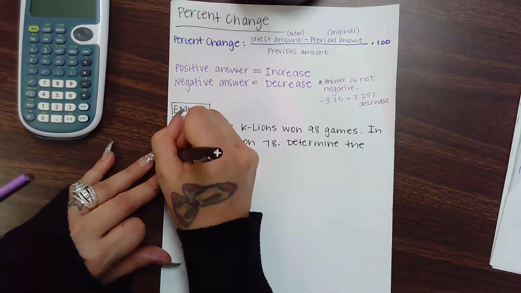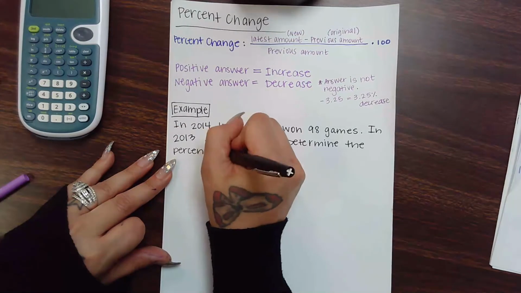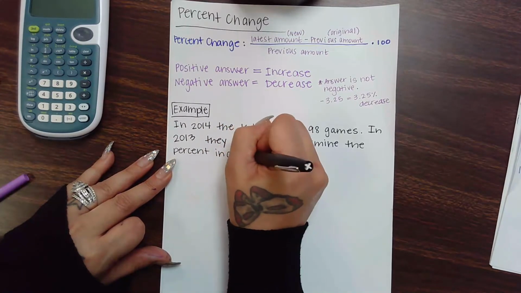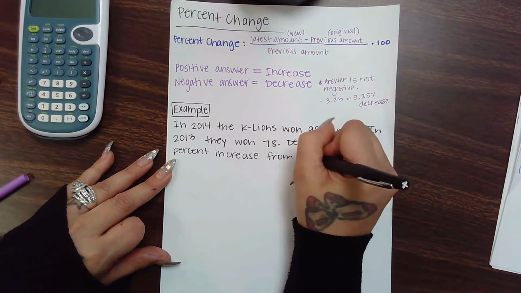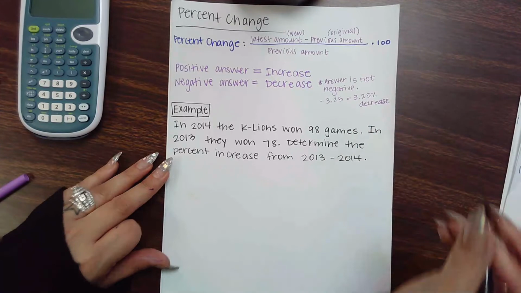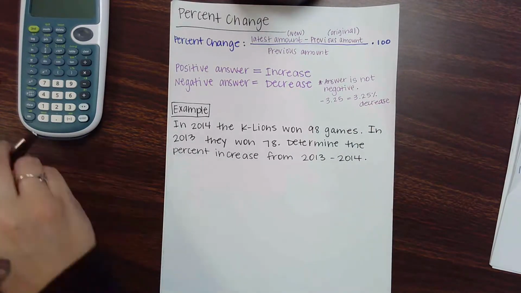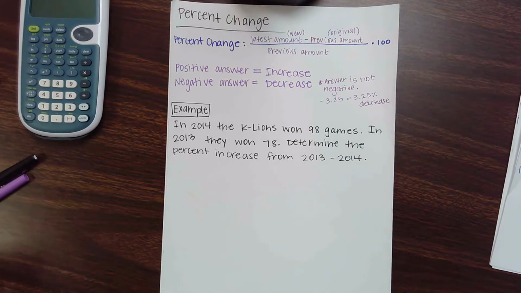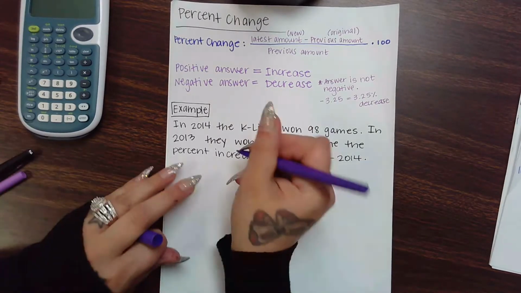Determine the percent increase from 2013 to 2014. So them telling me what I'm finding is what allows me to know what is the latest and what is the previous, as far as the different amounts of information in here, okay?